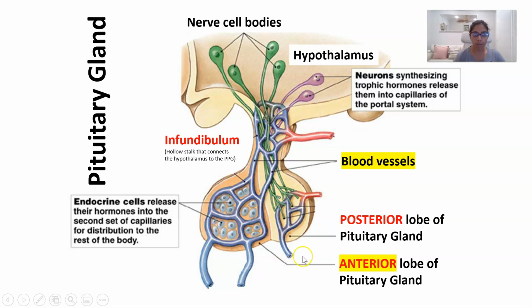The anterior pituitary gland, on the other hand, contains endocrine cells, and this is surrounded by a network of capillaries. So we know that hormones travel in the bloodstream, and hormones are made in endocrine tissue. Therefore, it makes sense that you have endocrine cells surrounded by blood vessels.